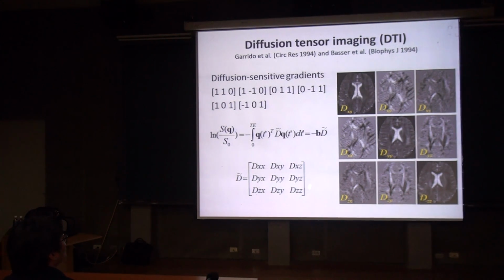solve these 6 unknowns. So if we can apply a diffusion tensor imaging sequence by using these 6 diffusion gradients, we can solve for the diffusion tensor at each position. So now we have the technique, DTI, to solve for the diffusion tensor at each position in the brain. And the tensor will tell us many pieces of information.